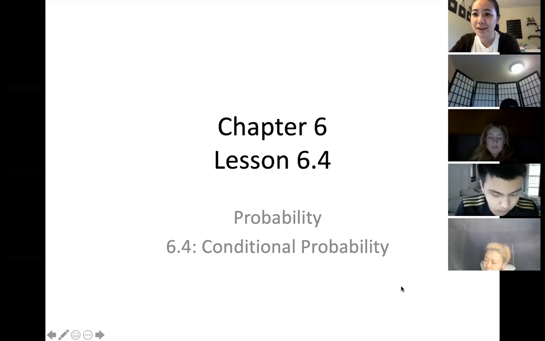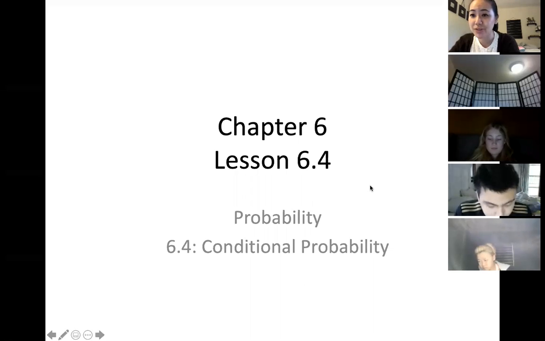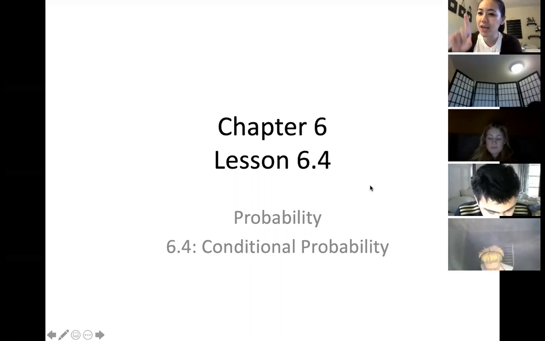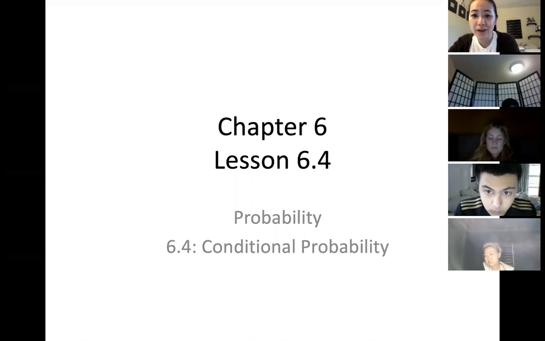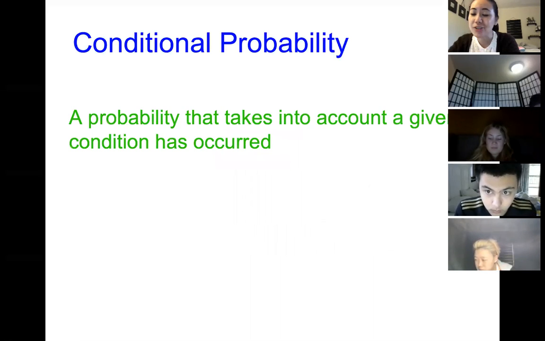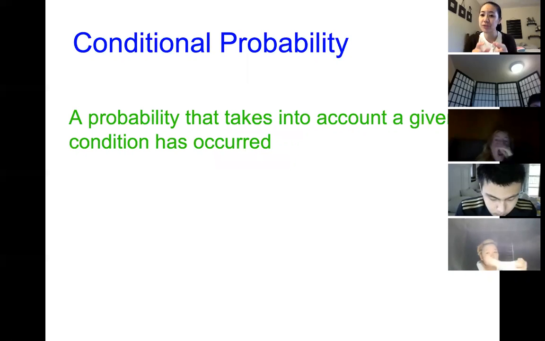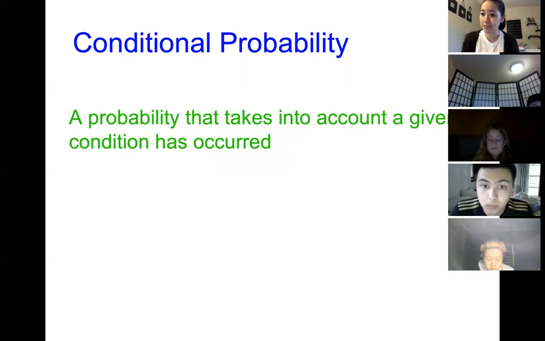All right, so we are talking lesson 6.4, conditional probability. This is probably something you guys have never seen before, so this is brand new. And you have one formula today, just one, for you to memorize, to know, and to know how to use. That's our goal for today. Conditional probability is different because it takes into account a piece of given information. You use this when you actually know something before you calculate the probability.